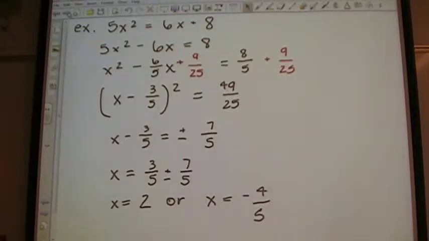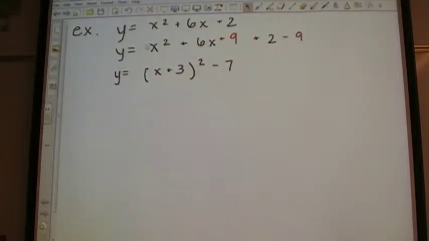Well, the only thing different in this problem is that your leading coefficient was not 1 from what we did before. Okay? Wait, one more time. I know I'm getting annoying, but where did you get 9/25 from? Negative 6/5 divided by 2 squared. Negative 6/5 divided by 2 is negative 3/5. Negative 3/5 squared is 9/25.